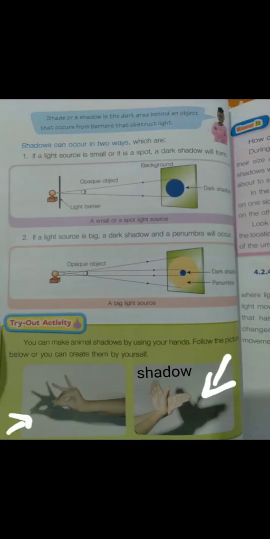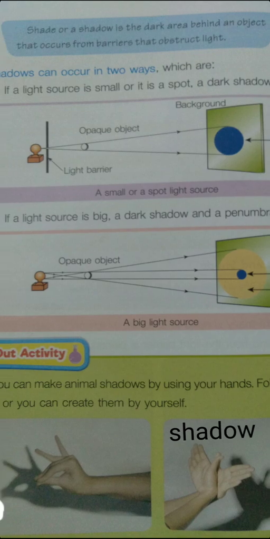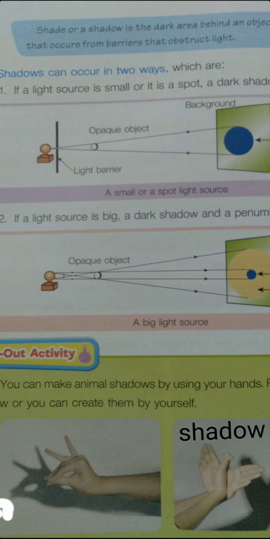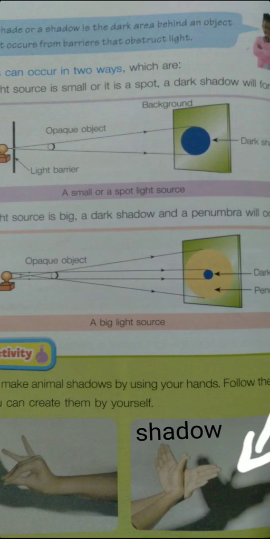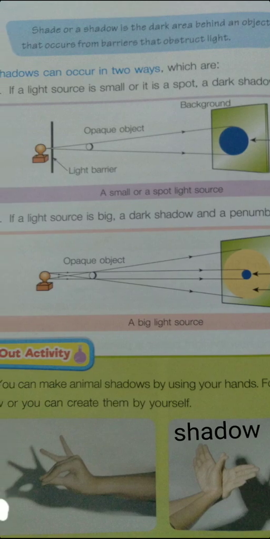Okay, so now let's talk about the shadows. Please open your book to page 98. Here, shade or a shadow is the dark area behind an object that occurs from barriers that obstruct light. So that is shade or shadow.